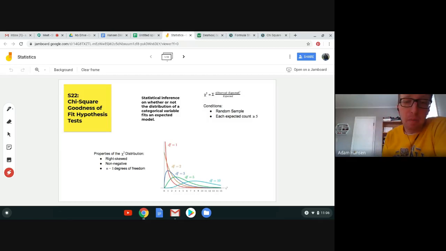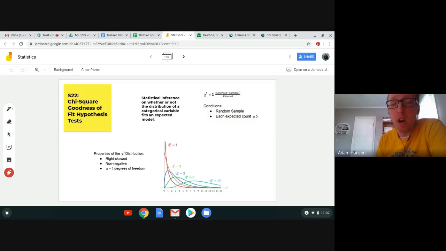A little bit of background on the chi-square distribution down here. It's right skewed because I would expect that my data fits some distribution. There'd be very little difference between what I observe and what I expect for the model. So chi-square values are typically very small, very close to 0. It would be much rarer for us to get a chi-square test statistic that's greater than 10.